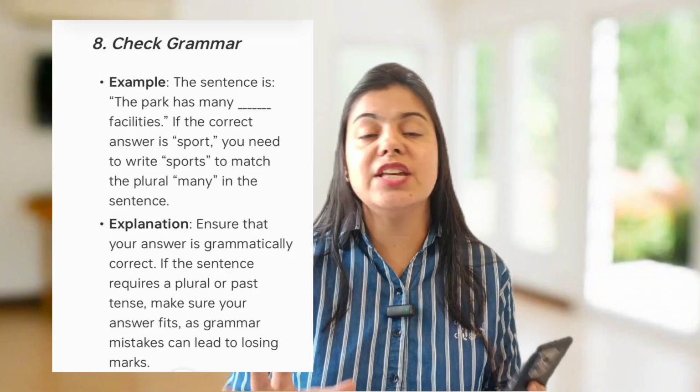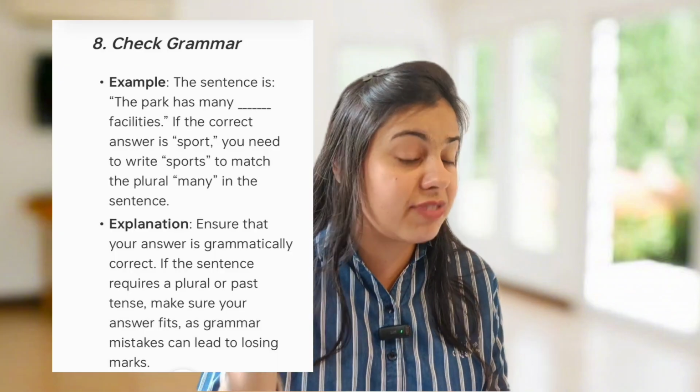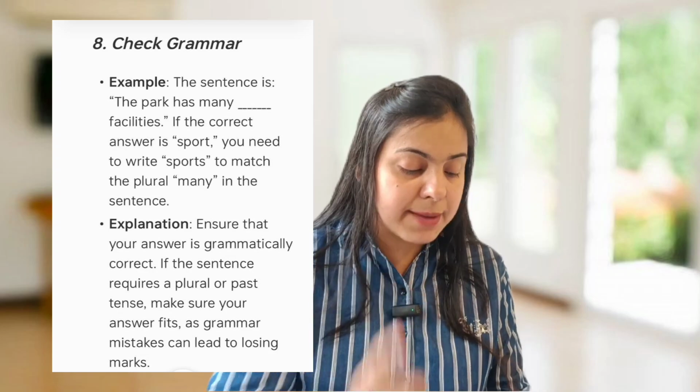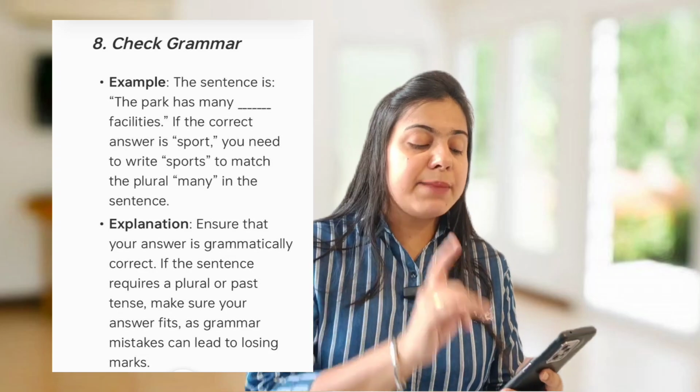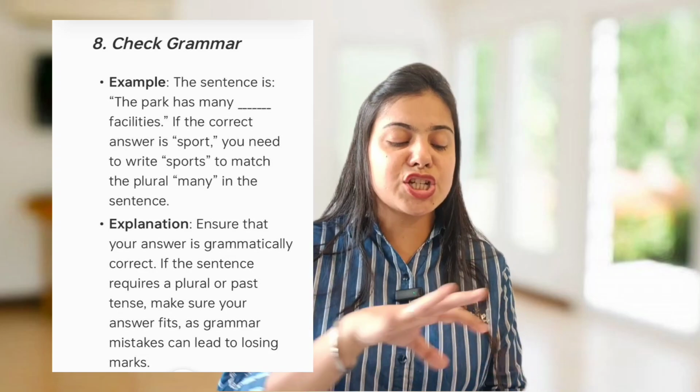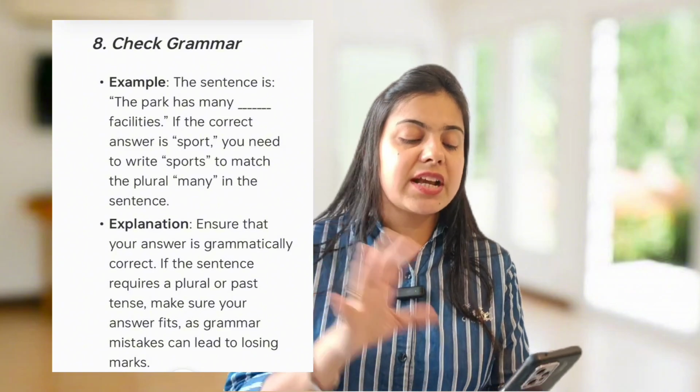So moving on to the next important point, which is checking the grammar. Here also many students make mistakes. This is a very important point. For example, the sentence says the park has many dash facilities, and if the correct answer is sport, you need to write sports. The park has many sports facilities.